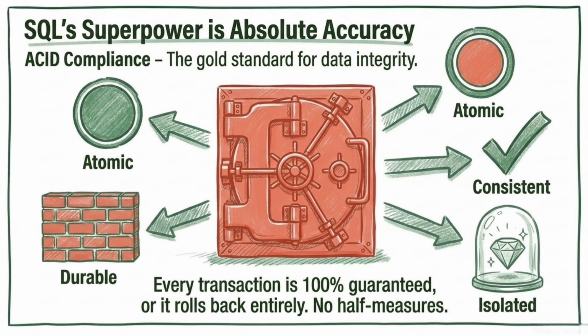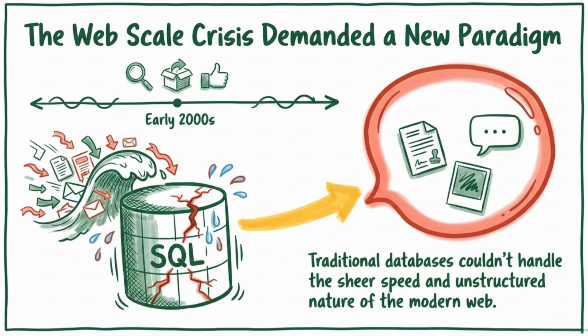No half measures, ever. The web scale crisis demanded a new paradigm. In the early 2000s, the internet exploded. Companies like Google, Amazon, and Facebook were suddenly managing data at a scale nobody had ever seen before. Traditional SQL databases simply couldn't keep up with the sheer speed and unstructured nature of the modern web. The industry needed something fundamentally new. And so, NoSQL was born.